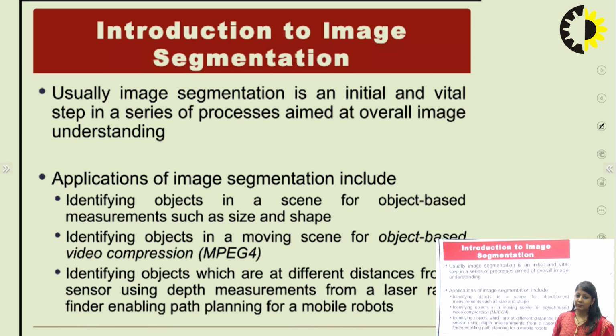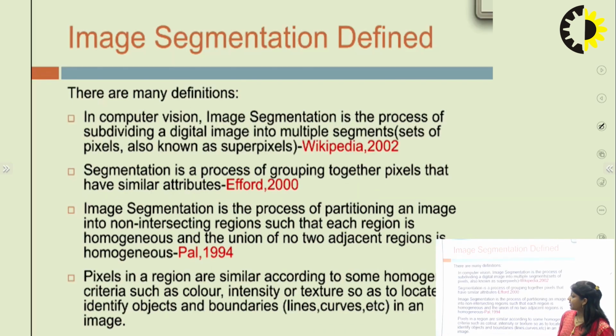I have already told we can choose different parameters like grayscale, color, depth. According to these parameters, different objects can be identified according to the conditions. So these are the applications.